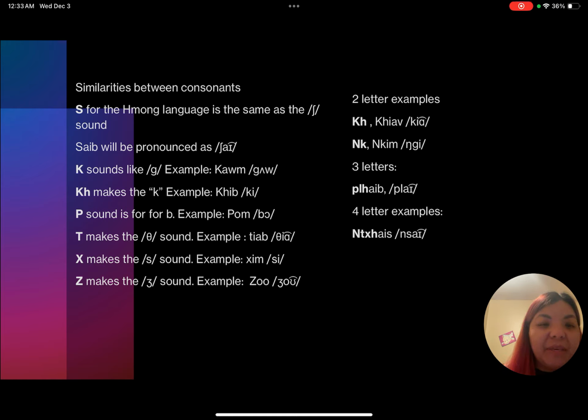We're going to go to P. The P sound is for B, like I said earlier. So POM, where M is the tone, remember? O is the ah sound. Ba. It kind of sounds like a stop right there. Ba.